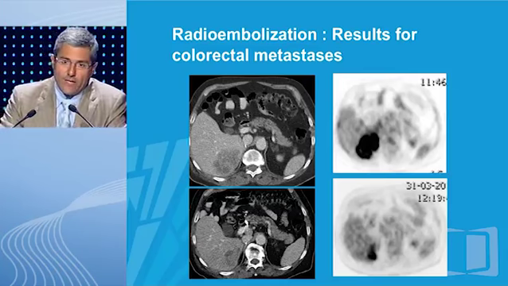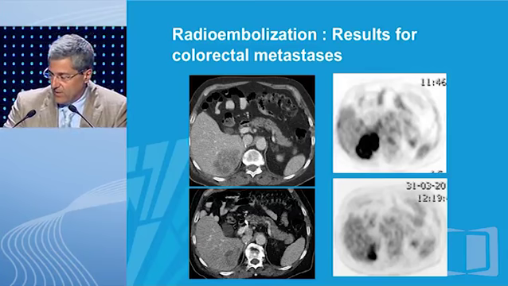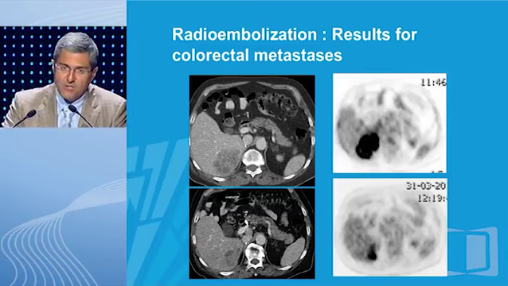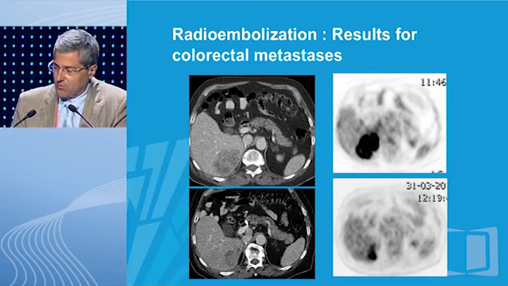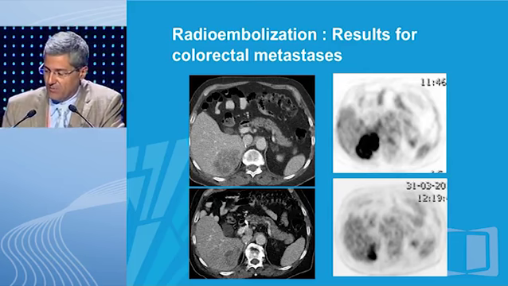What can be said for colorectal metastasis? Well, this is a typical patient which we treated with radioembolization as a salvage therapy, as this patient was refractory to all types of chemotherapy. You can see that on the PET-CT 3 months after the procedure, there is a good response in the lesions in the right liver lobe.